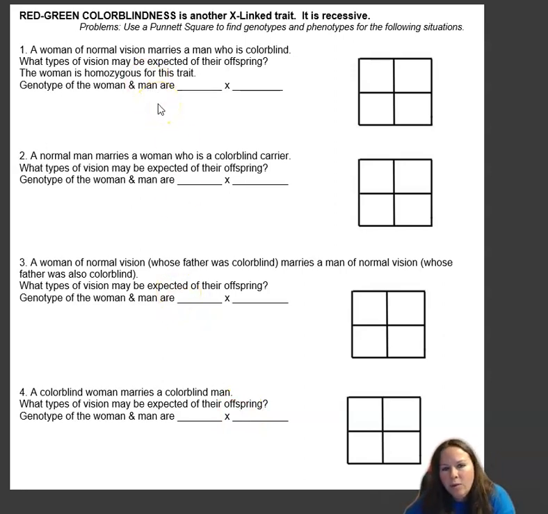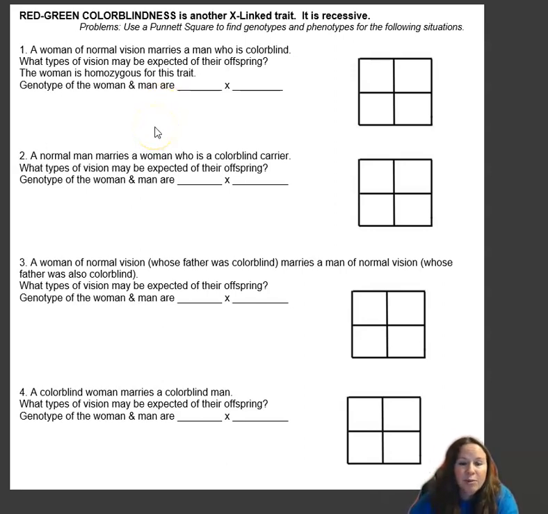We're doing red-green color blindness problems, which is an X-linked recessive trait, meaning that this gene is found on the X chromosome. And remember that in order for females to have this, they're going to have to get it from both their mother and their father and have two copies of that recessive allele. In order for males to have it, they're only going to need one allele from only one of their parents. And because they get their X chromosome from their mother, it's going to come from mom.